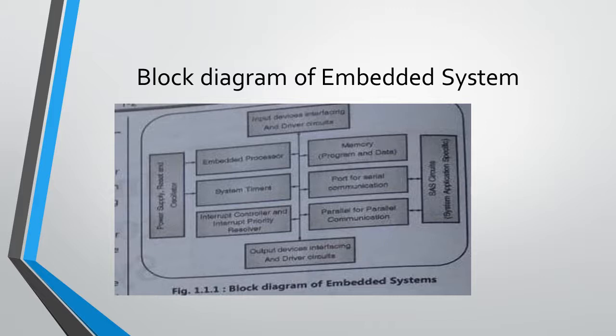Now we will see, one by one, the description of each block. First is embedded processor. It consists of a control unit to perform instruction fetching operation from memory, and an execution unit. Second is program and data memory. Most of the microcontrollers have inbuilt separate memory to store data and program, for example RAM, ROM, flash memory, etc.